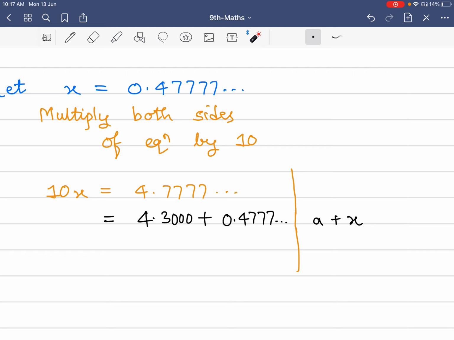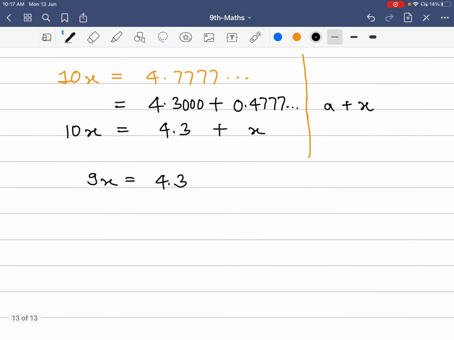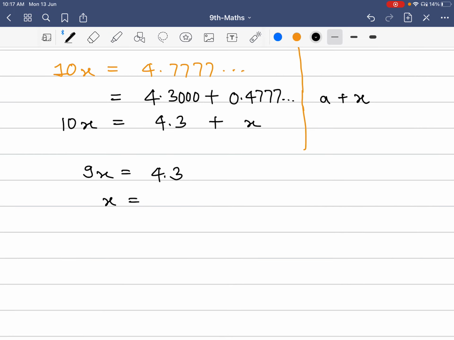Now that we have split the right hand side in the form of a plus x, we are going to go ahead and replace it. So this is 4.3 plus x, and we have 10x here. I'm going to rearrange the equation, so we get 9x equal to 4.3. Therefore x is equal to 4.3 divided by 9, that is nothing but 43 by 90. So x is equal to 43 by 90.